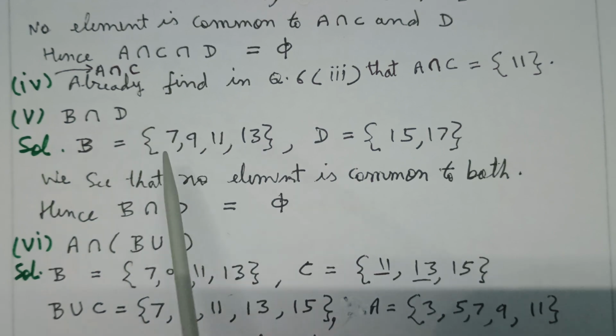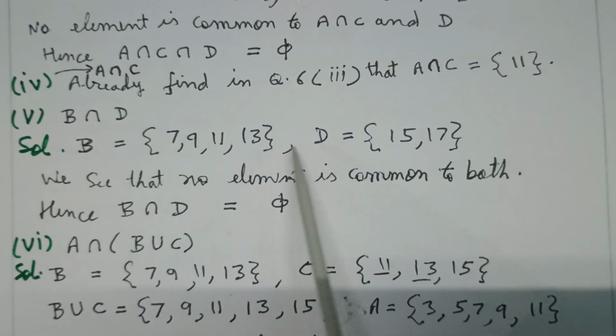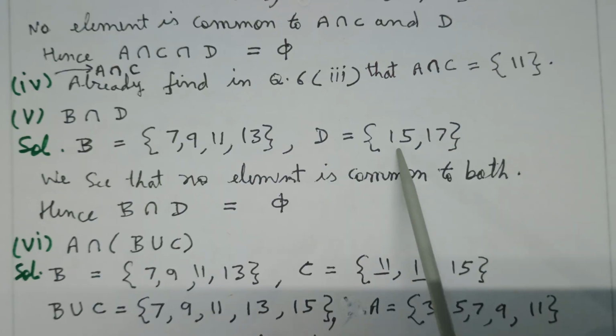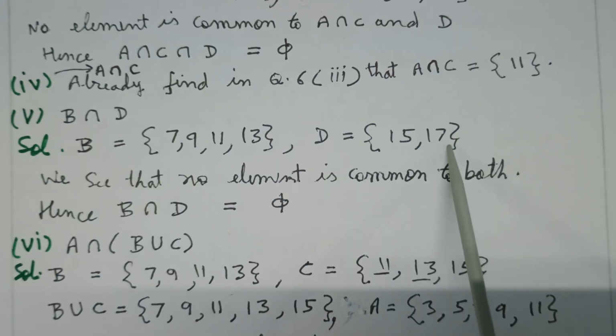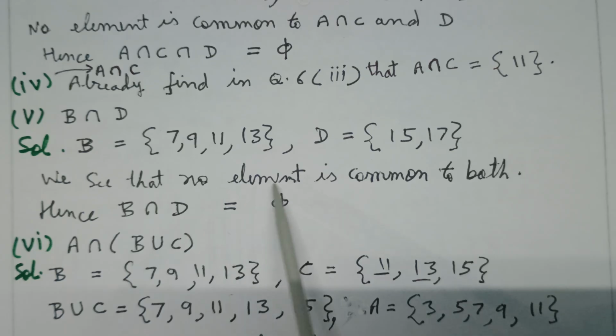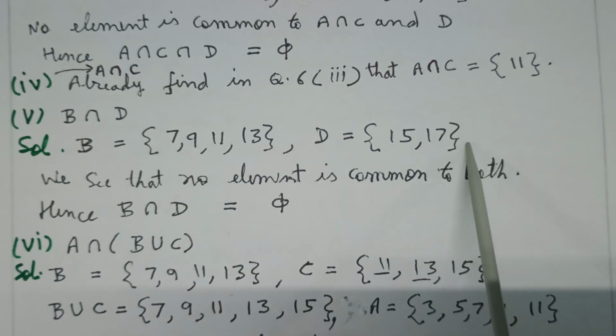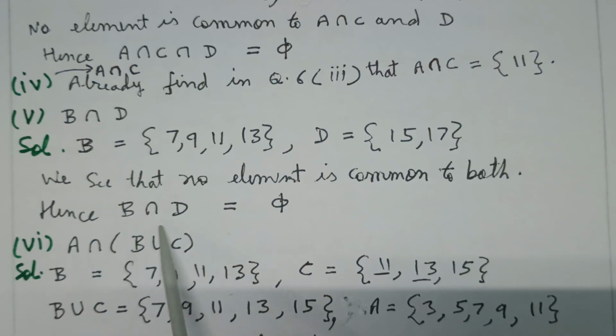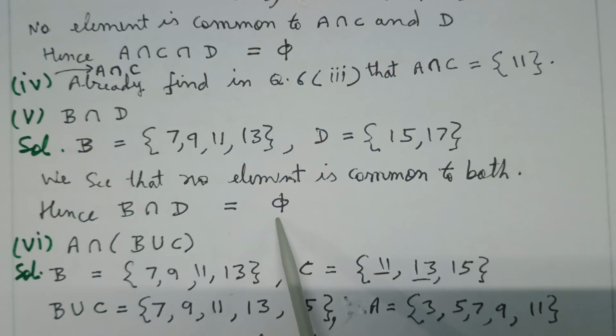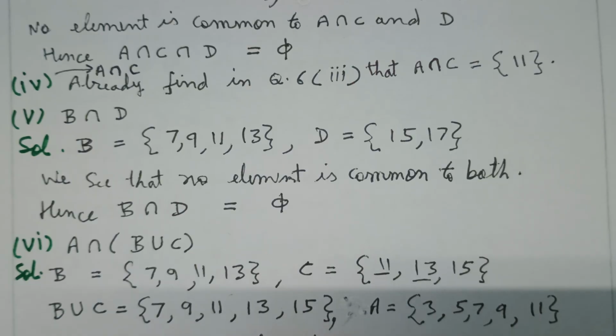So B is the set of elements 7, 9, 11, 13 and D is the set of elements 15, 17. We see that no element is common to both. दोनों में कोई भी कॉमन नहीं है. Hence B intersection D is equal to the empty set. Now sixth part.